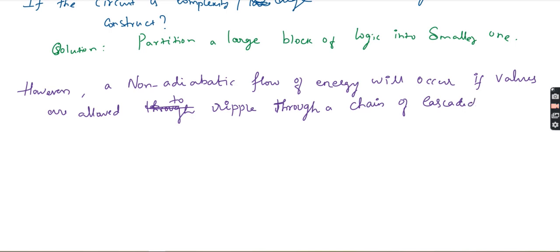Chain of cascaded adiabatic logic gates. The adiabatic operation is possible. A very important thing is that you should never turn on the transistor, or never turn off the transistor, during some operation. That is very important with respect to the adiabatic.